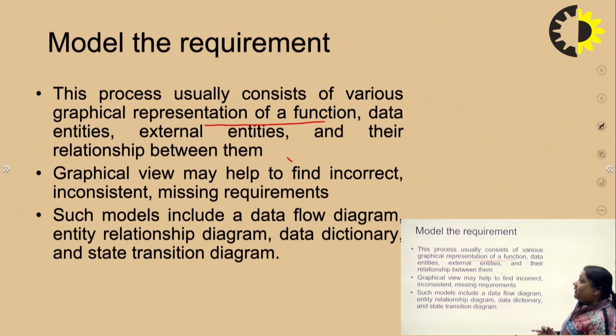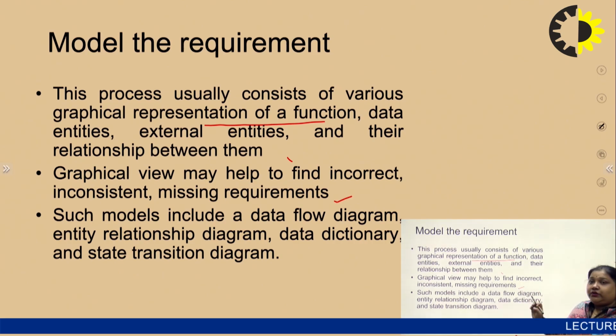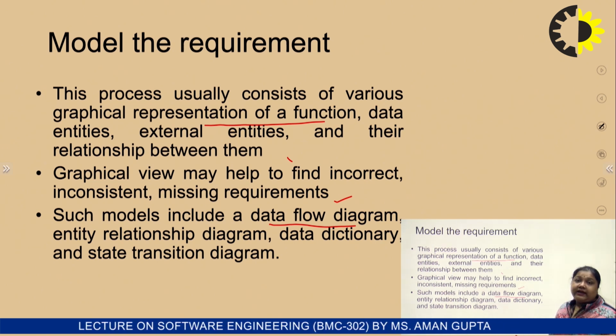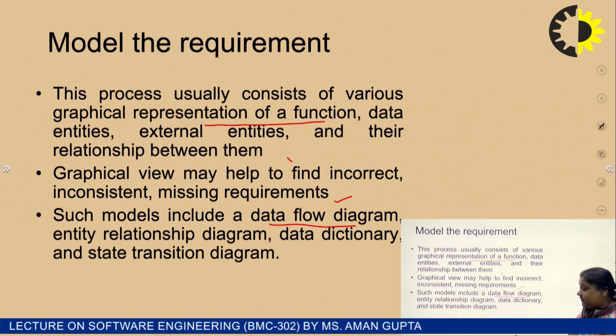Through this type of graphical representation, it may be easy to see all the functionality. So the graphical way may help to find incorrect, inconsistent, and missing requirements. With the use of that, we can have a clear picture of all the requirements. These models include the data flow diagram, how the data will flow from one process to another through processes, the entity relationship diagram, that is called the ERD, the DFD, the data dictionary, and state transition diagrams.